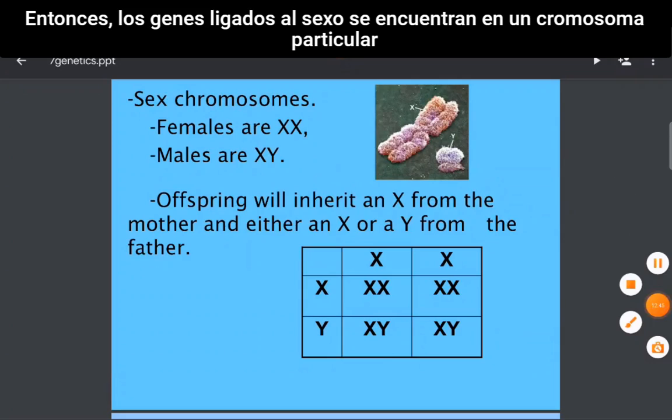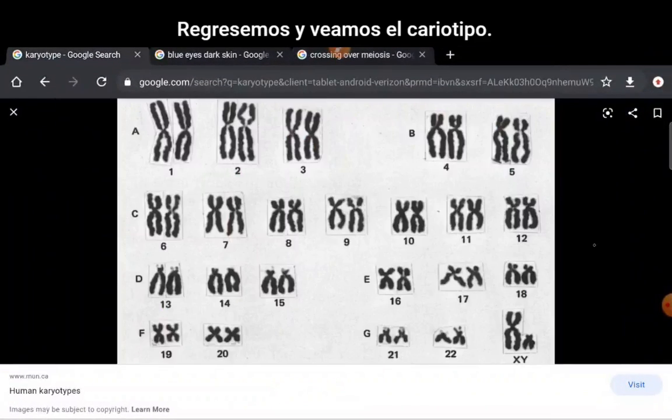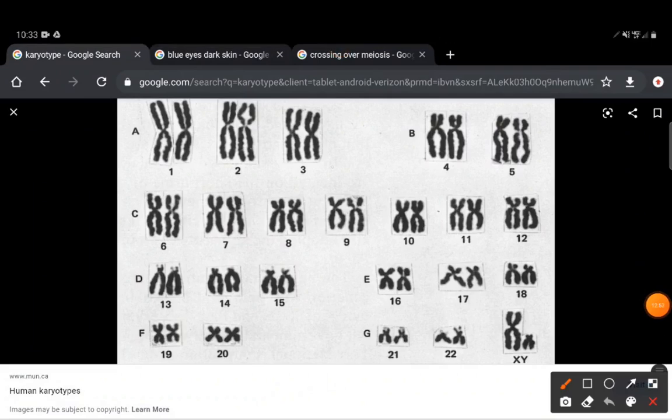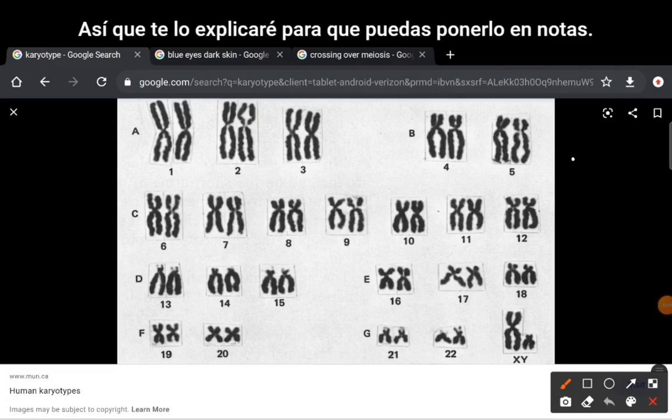So sex-linked genes are found on a particular chromosome pair. So let's go back and look at karyotype. Again, this is a karyotype, so I'll spell that out for you so you can put it in notes.